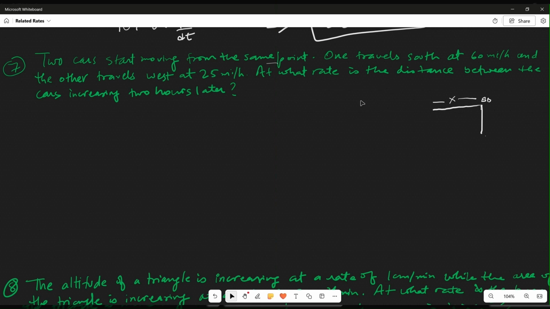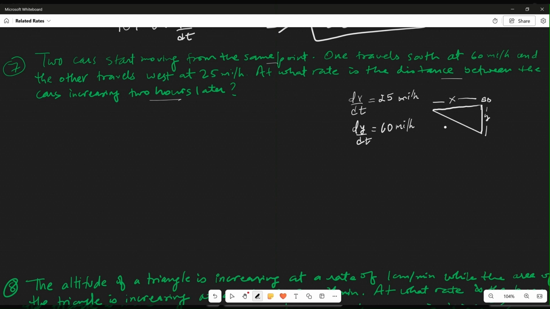That means we are given dx over dt is equal to 25 miles per hour, and let y be the car that travels south at 60 miles per hour. So dy over dt is 60 miles per hour. And at what rate is the distance between the cars increasing 2 hours later? This is what we are trying to find here.